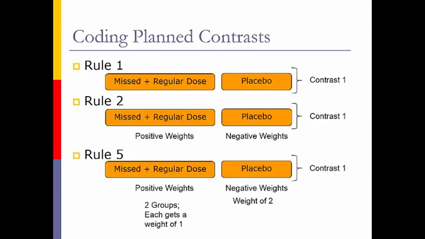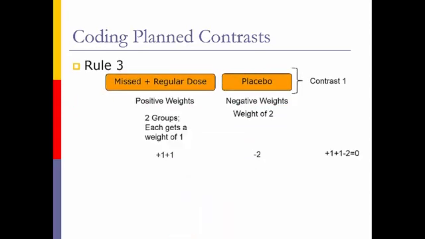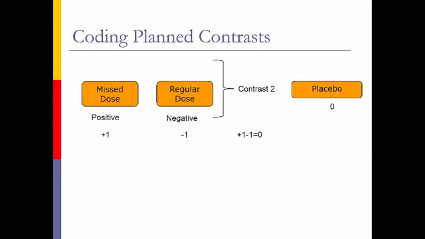So rule 1, we're setting up the two doses against each other, so that's one contrast. Rule 2 says we have to have positive weights versus negative weights. Rule 5 says because there's two groups here, each gets a weight of 1. So then placebo has to have a weight of 2 because this is 1 plus 1. So 1 plus 1 is a positive 2, and a negative 2 adds up to 0, so that works out.